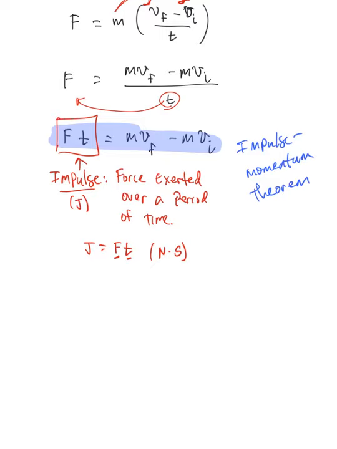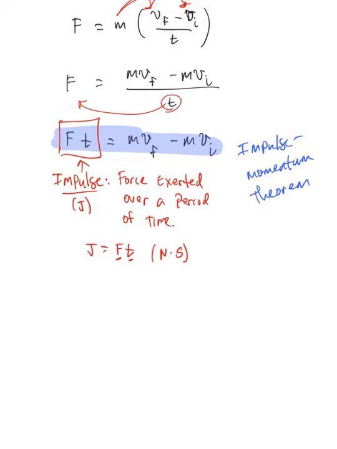And what this equation tells me, if I go over to the right-hand side now, is that impulse, F times t, equals mv final minus mv initial. Well, that's the change in momentum. This is P final minus P initial. That is the change in momentum. So what this is saying is the impulse, the force multiplied by the time, equals the change in momentum of the object. That's the impulse momentum theorem.